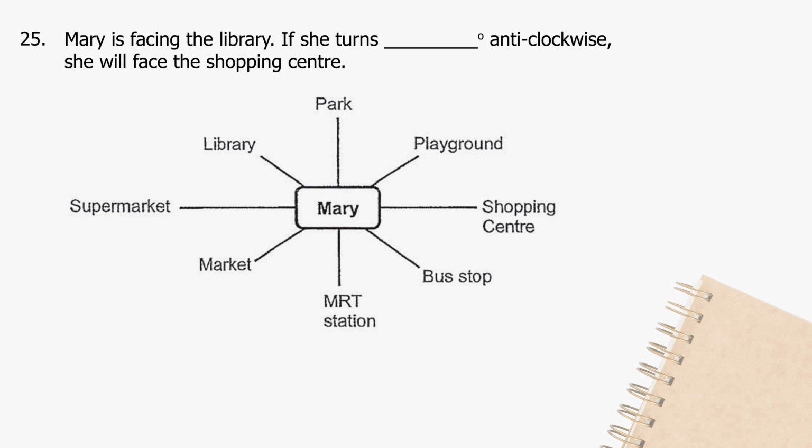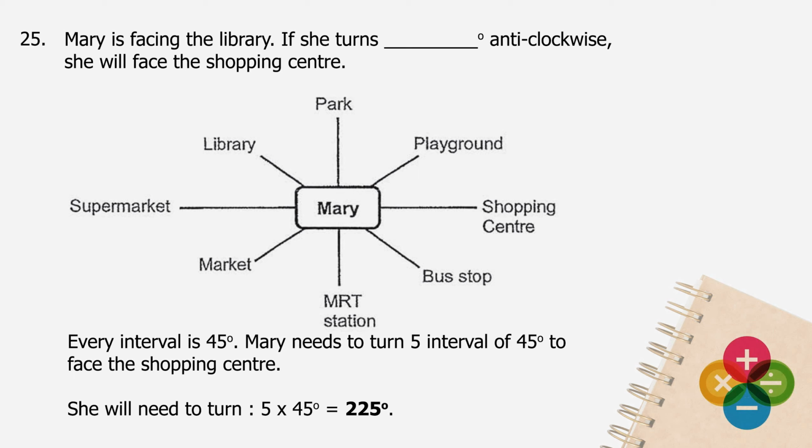Question 25. Mary is facing the library. If she turns blank degrees anti-clockwise, she will face the shopping center. Every interval will be 45 degrees. Mary needs to turn 5 intervals of 45 degrees to face the shopping center. The angle she will need to turn will be, multiply 5 by 45 degrees, and the product is 225 degrees. She will need to turn 225 degrees to face the shopping center.